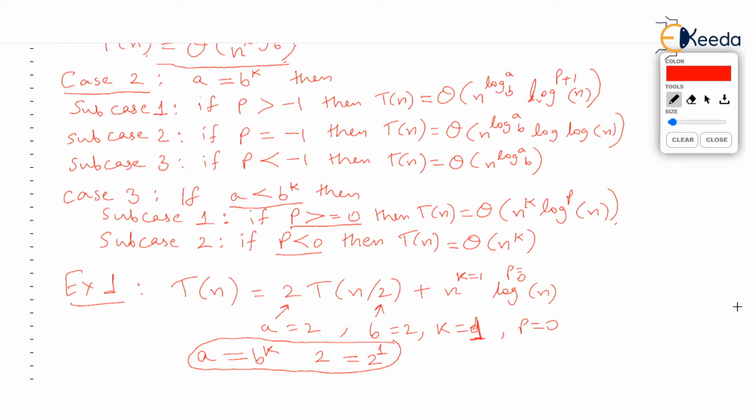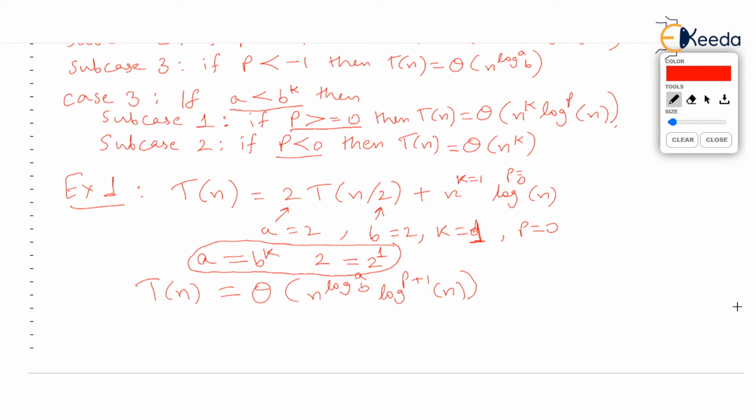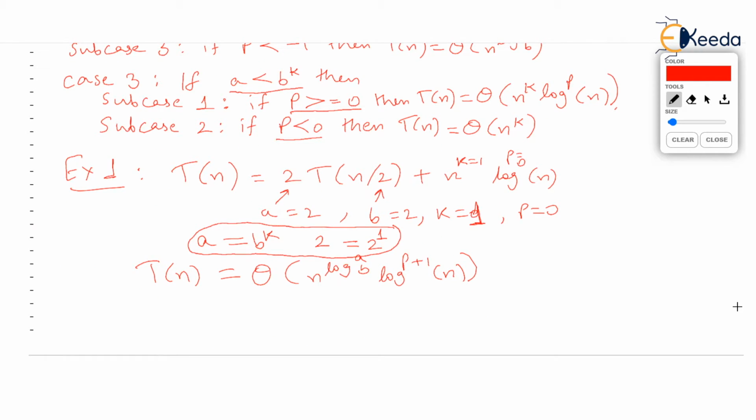Then we can straight away write T(n). Here T(n) will be equal to theta of n to the power log of A to the base B, into log to the power P plus 1 of n. Okay, so it's only a matter of substituting the values now. So T(n) will be equal to theta of n to the power log of A to the base B. Now A is 2, B is also 2, isn't it? And log to the power P plus 1. Remember P is 0 in this example. So it is going to be log raised to 1. That is log itself, log of n.